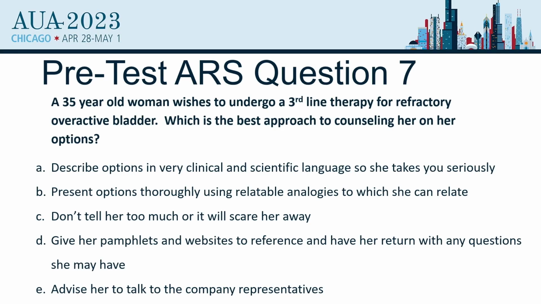So last question. A 35-year-old woman wishes to undergo a third-line therapy for refractory overactive bladder. Which is the best approach to counseling her on her options? Describe options in very clinical scientific language so she takes you seriously. Present options thoroughly using relatable analogies. Don't tell her too much or it'll scare her away. Give her pamphlets and websites and tell her to come back with any questions, or advise her to talk to the company rep.